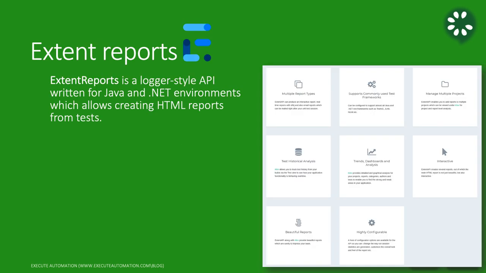Extent Reporting. Extent Report is a logger style API written for Java and .NET environments, which allows creating HTML reports from tests. And once again, Extent Report has a lot of features. As you can see in the screenshot, it supports commonly used test frameworks, and it manages multiple projects, historical reports, trends, interactivity. And the report is really, really beautiful and it's highly configurable if you buy a professional version, by the way.